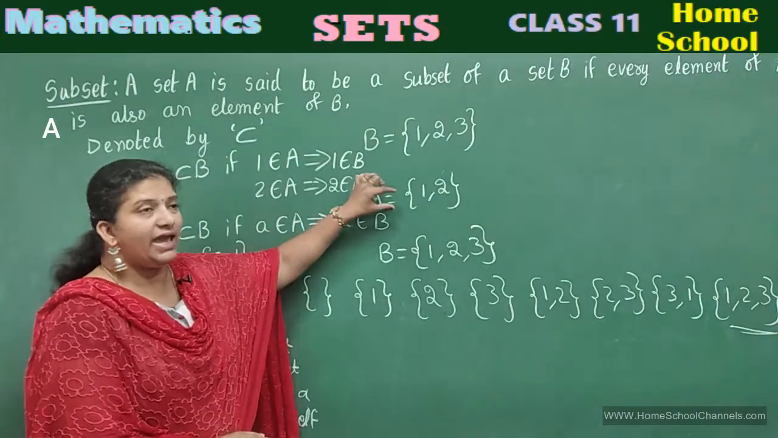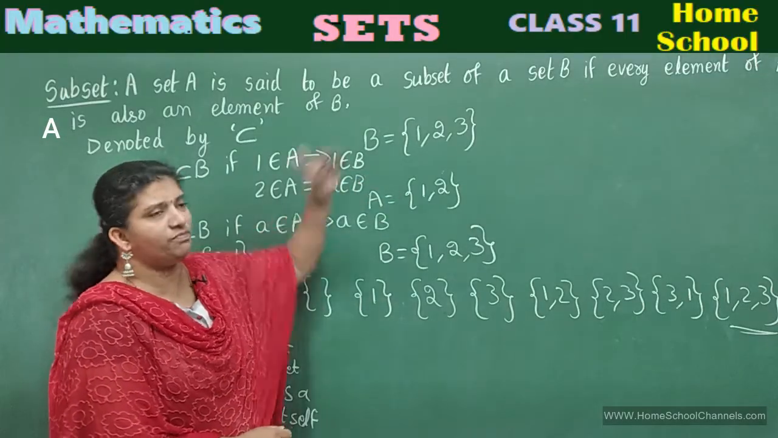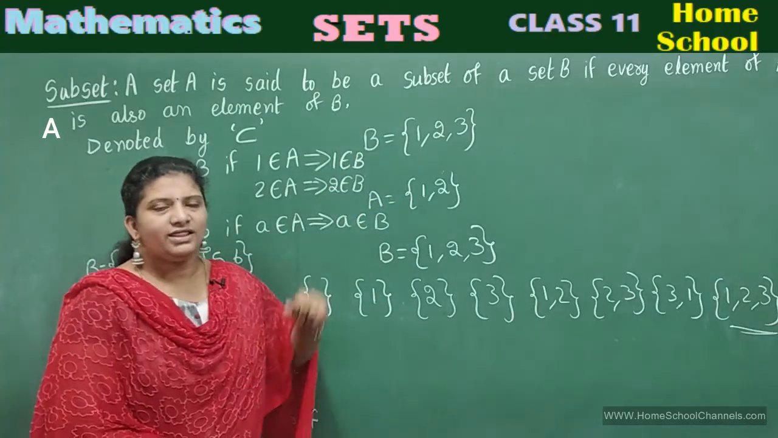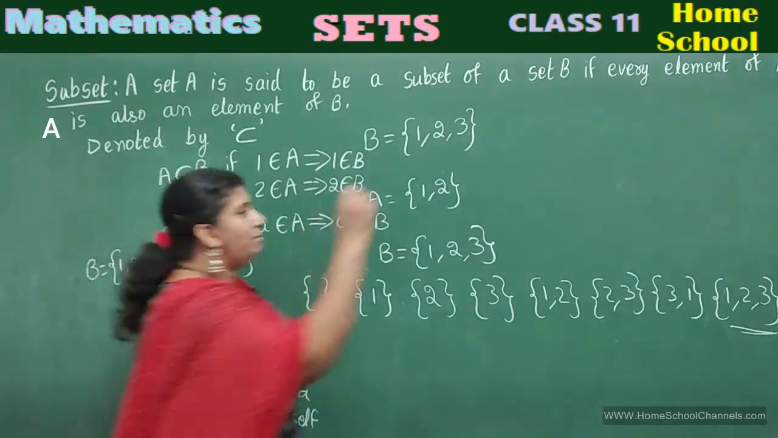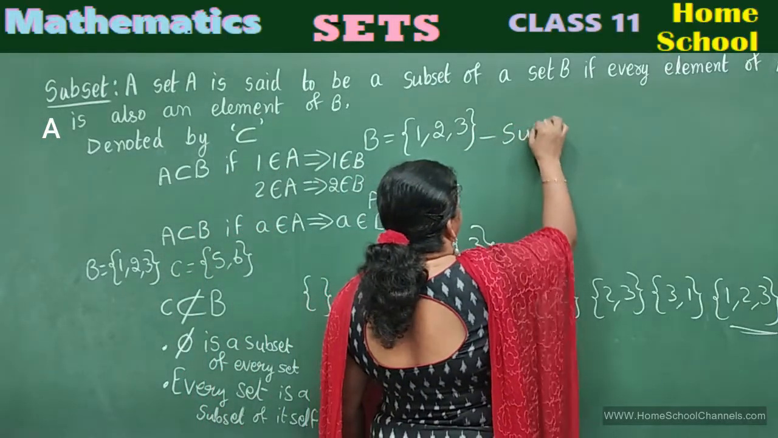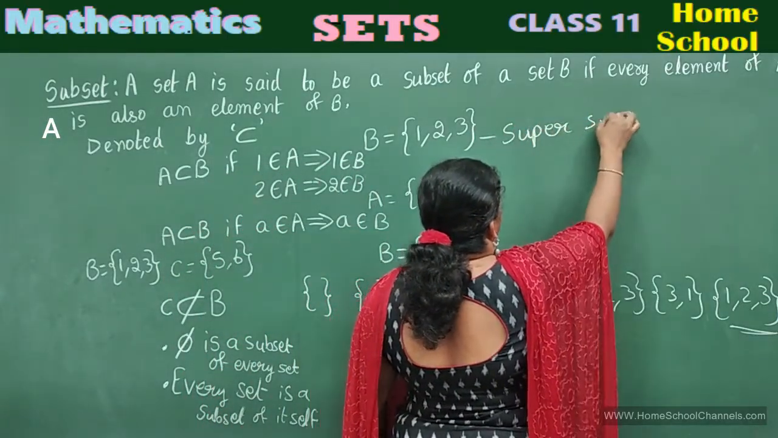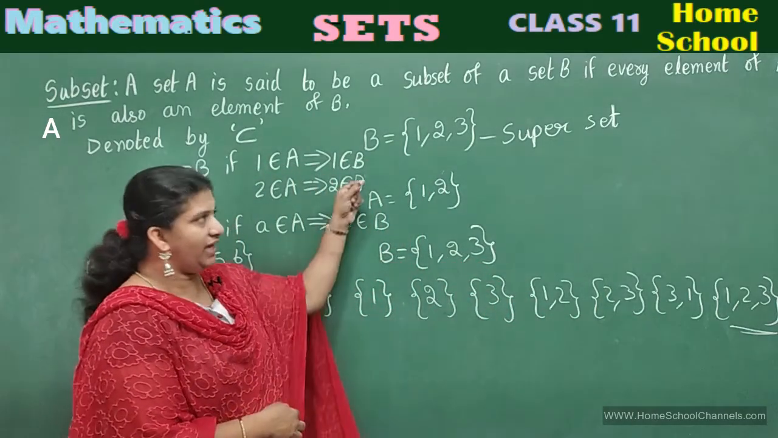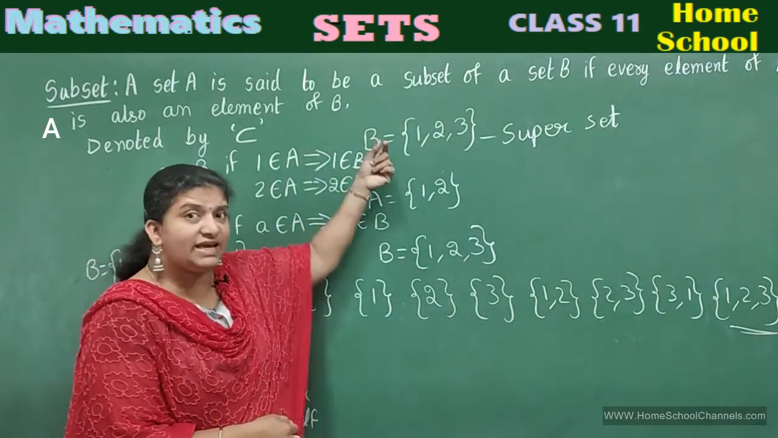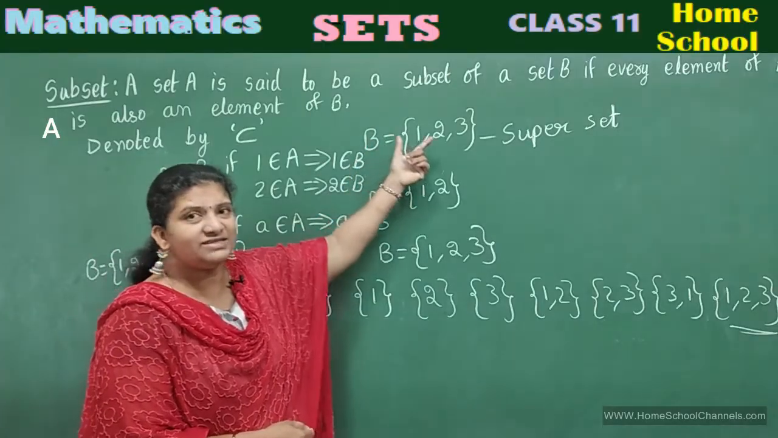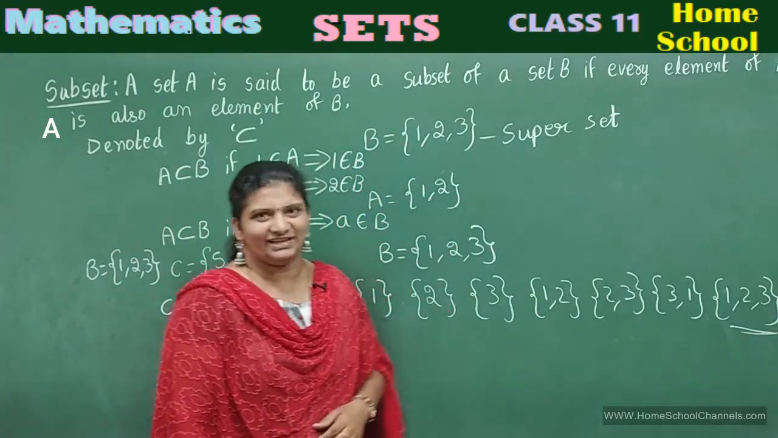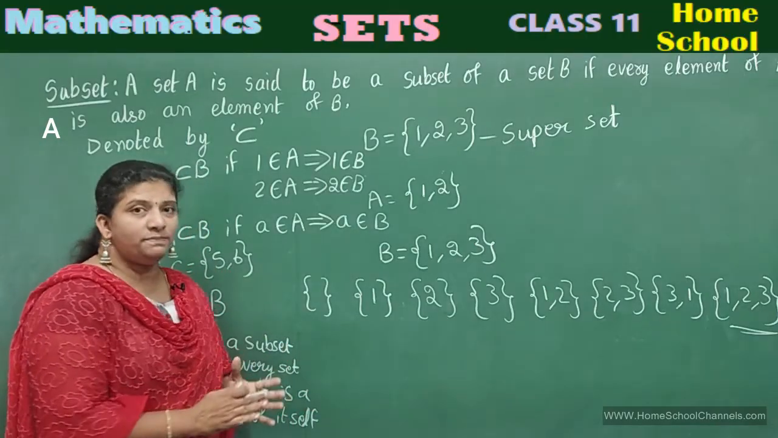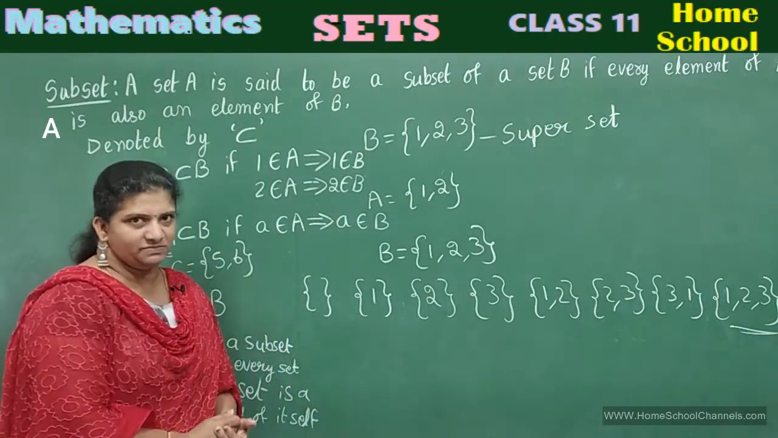Suppose A is a subset of B. Then what is B? B set we call a superset. If A is a subset of B, then the set of which it is a subset is called a superset. Okay. And next, coming to proper subset and improper subset.